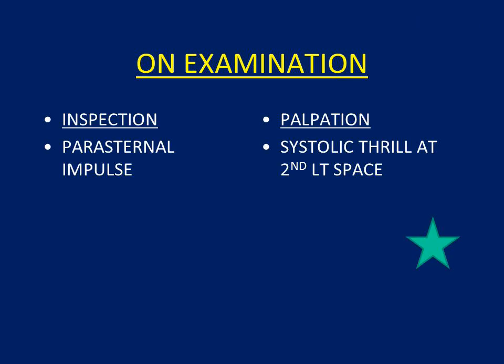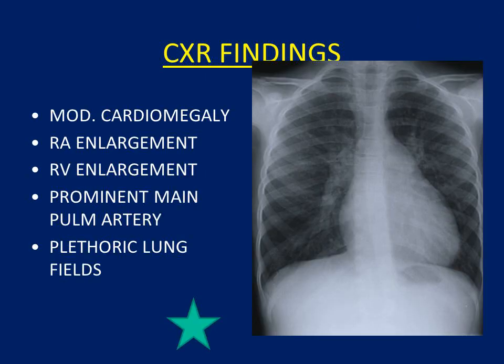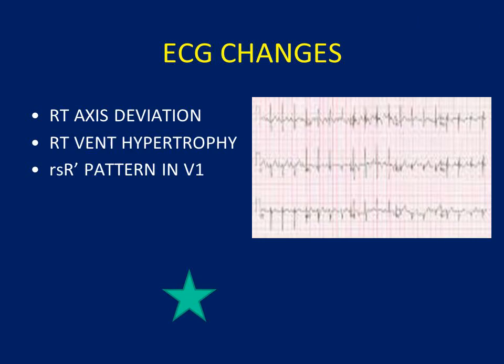On examination: inspection, parasternal impulse; palpation, systolic thrill at the second left space; auscultation, wide fixed split S2, accentuated P2, ESM at the left second and third interspaces, delayed diastolic murmur at the low left interspace. CXR findings: cardiomegaly, RA enlargement, RV enlargement, prominent main pulmonary artery, plethoric lung fields. ECG changes: right axis deviation, right ventricular hypertrophy, RSR pattern in V1. Echo pictures.